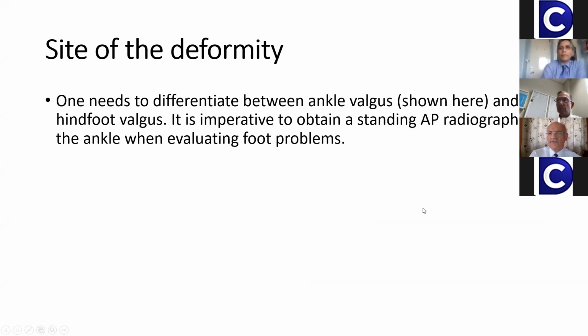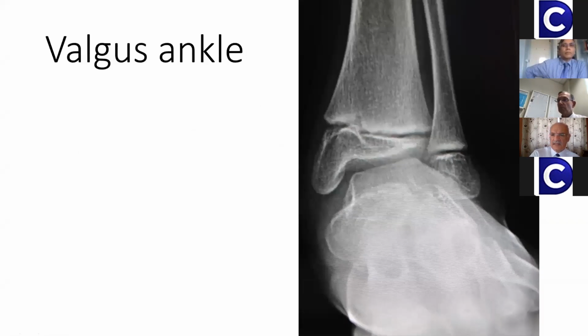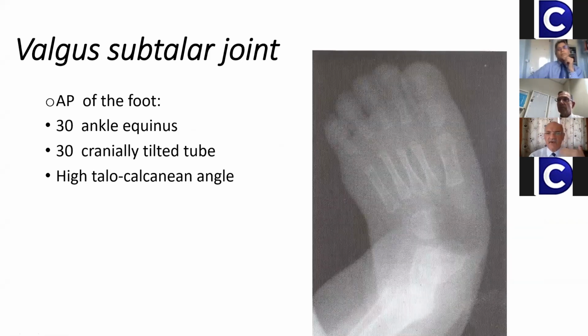So one needs to differentiate between ankle valgus and hind foot valgus. It's imperative to obtain a standing AP radiograph of the ankle when evaluating the foot problems. So if you have a valgus or varus foot, you need again to have an ankle view. And this is a standing view of the ankle to see the valgus deformity. Again, if you have a valgus ankle, you need to know, do you have a valgus subtalar joint? Because sometimes you have both.